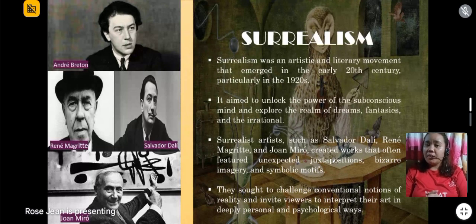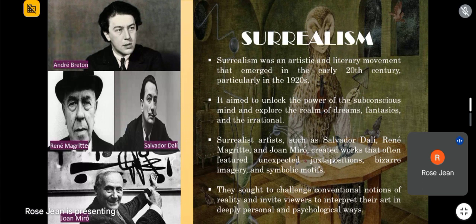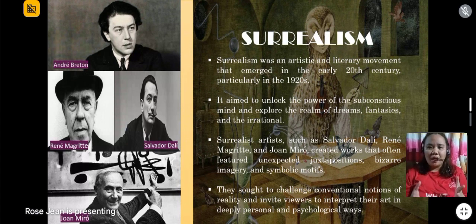Surrealist artists aim to explore the depths of the human psyche, often depicting bizarre, dreamlike imagery with unexpected juxtapositions and symbolism. Key techniques include automatism, free-flowing spontaneous creation, and juxtaposition of unrelated elements to provoke thoughts and evoke emotions.